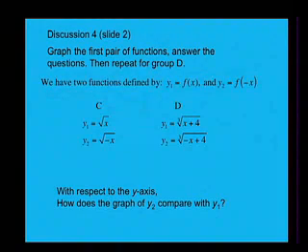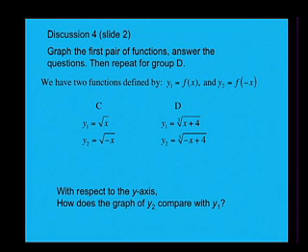So we're going to look at a couple of examples and discuss what they would look like in terms of the graphs of the equations so that we can see what a different type of reflection will look like. So this time we have two functions defined by y sub 1 equals f of x and y sub 2 equals f of negative x. In our first example, C, we have y sub 1 equals the square root of x, and then y sub 2 equals the square root of negative x.